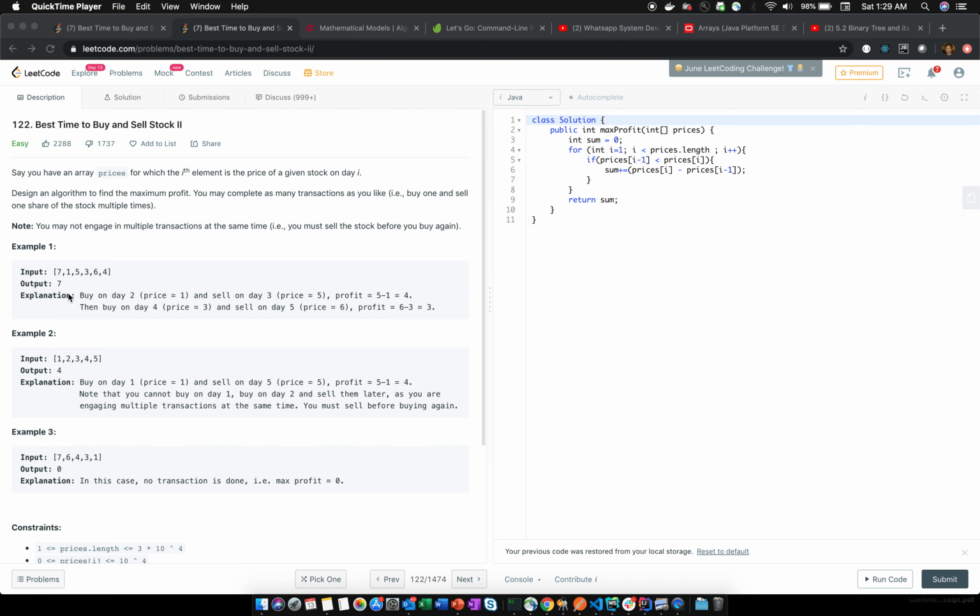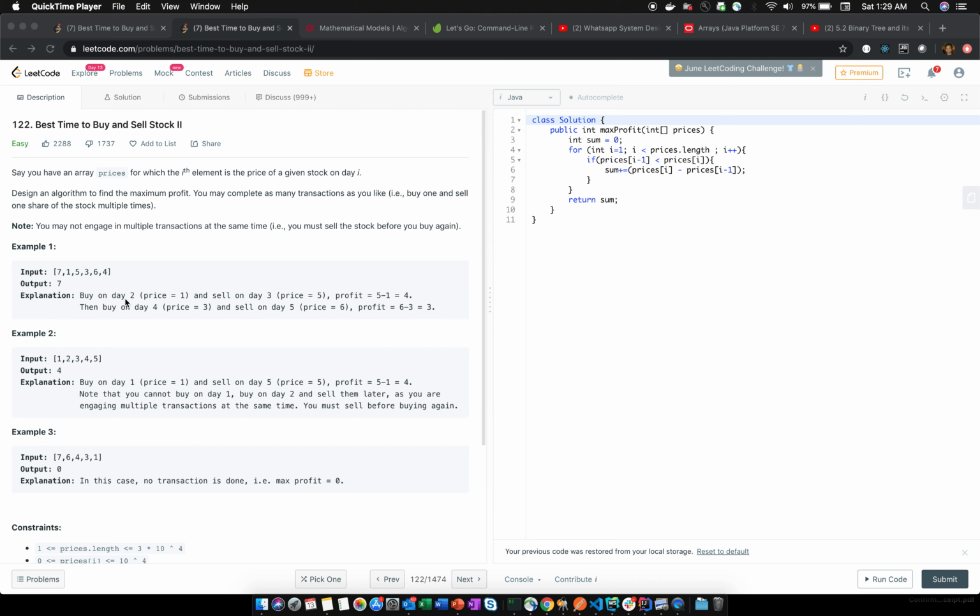Initially, when I read this problem with the explanation, I got a little confused on how to solve it, because of the way they explained it. For example, in this one the stock price on day one was 7, then 1, then increased to 5, then reduced again to 3, then increased back to 6, and then 4, and the output is 7.